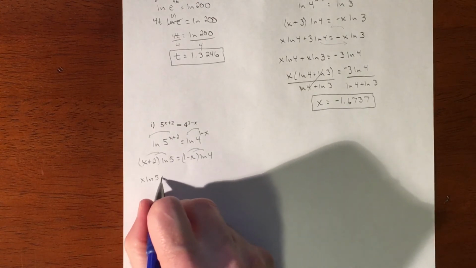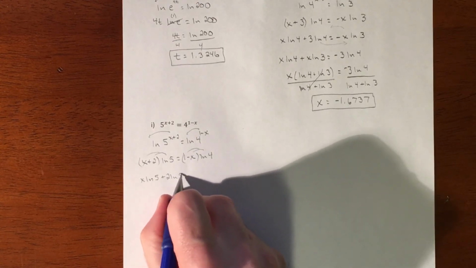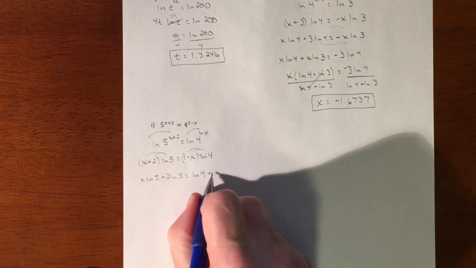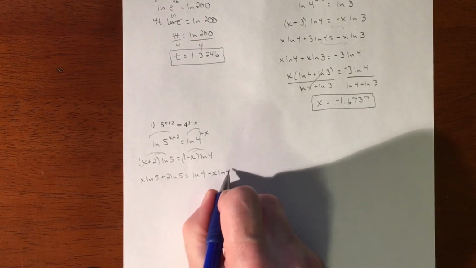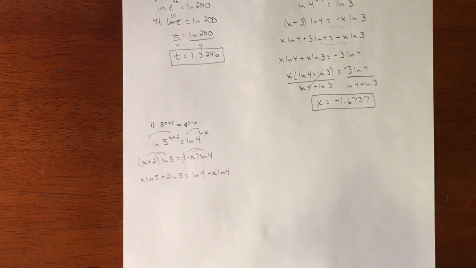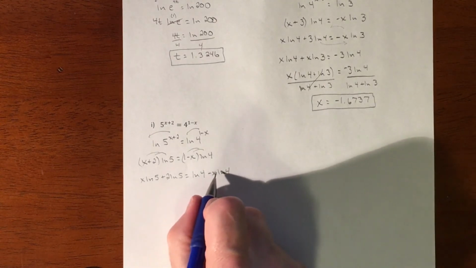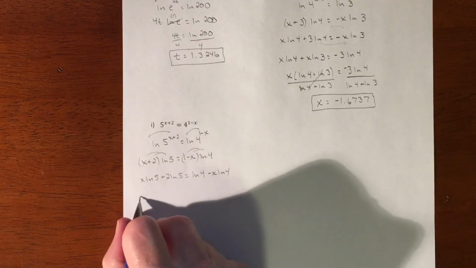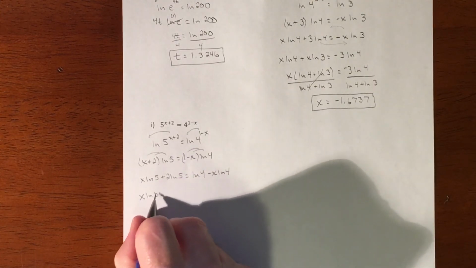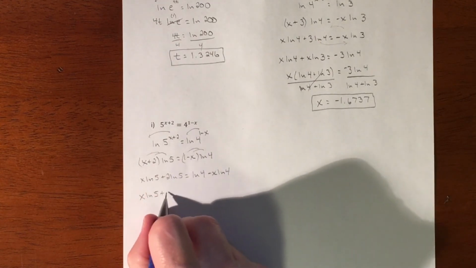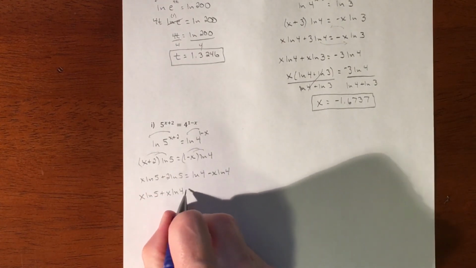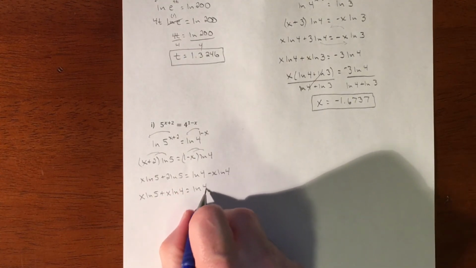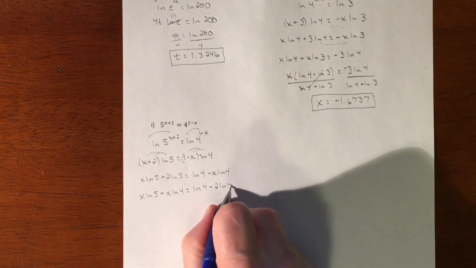So x natural log of 5 plus 2 natural log of 5 equals natural log of 4 minus x natural log 4. All right, so we distribute the logs into both pieces. We'll put the x's to one side. So we're going to move that piece this way and this piece this way, so it's going to be x natural log of 5. When we move this one over, you're going to change its sign. And then over here, we're going to be subtracting that piece over. So the natural log of 4 minus 2 natural log of 5.